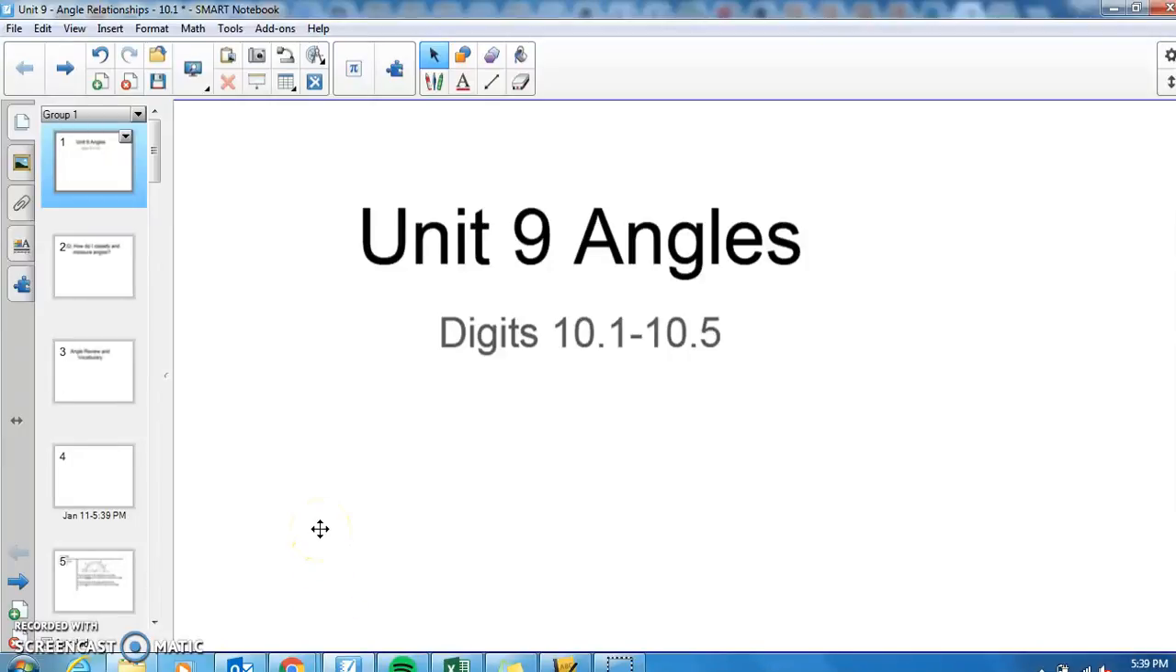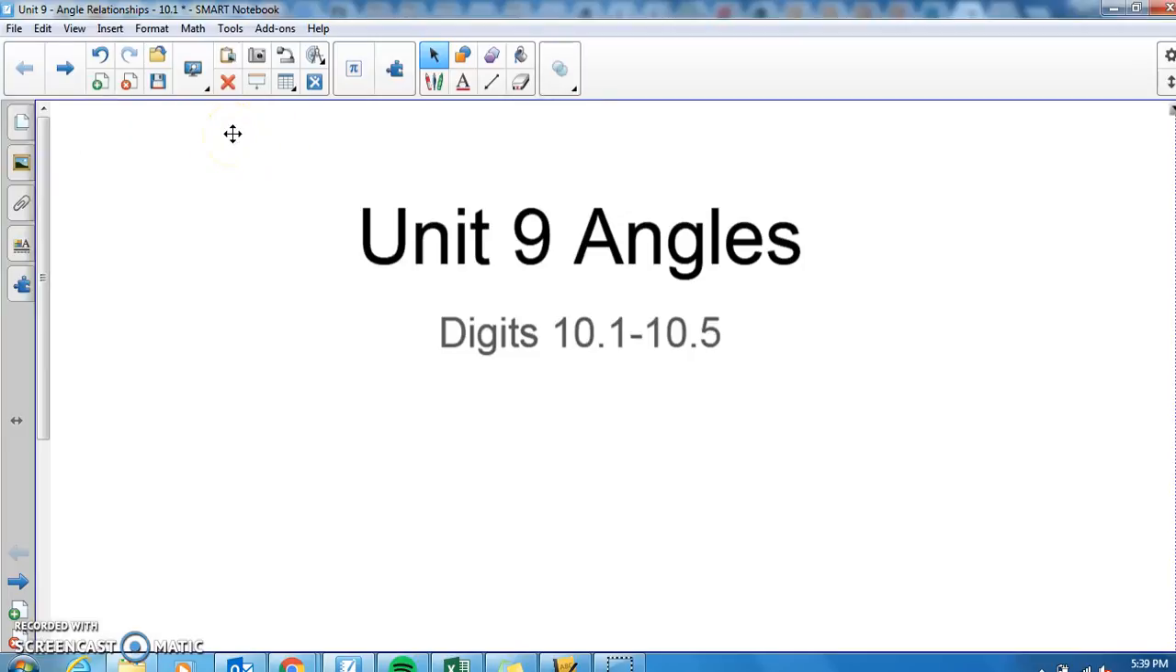All right, we're going to move on into our next unit, which is Unit 9, which deals with angles. We're going to shift gears from what I call the normal math into the next unit of angles. This is going to cover digits sections 10.1 through 10.5. We're going to spend some time on this, and then we'll have our test, and this will be the first test for the third 9 weeks.